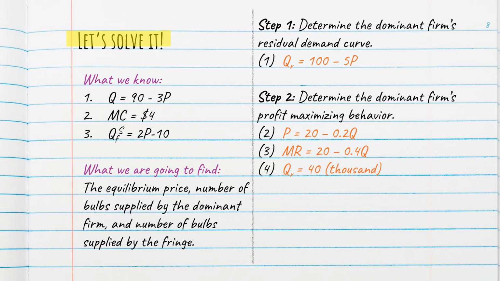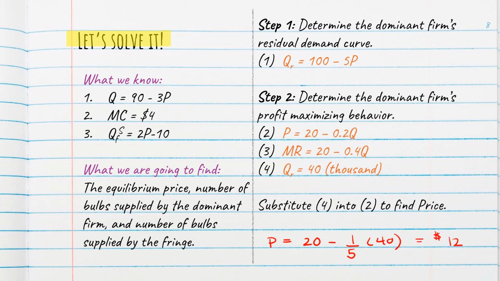So our next step is to substitute 4 into 2 to find price. What am I saying here? I'm going to take the amount that the dominant firm wants to sell, 40, plug it into the inverse demand curve to find price. So P is equal to 20 minus 0.2 times 40. This 0.2 makes this a lot harder to answer than if we wrote this as a fraction. 0.2 is 2/10, which is also 1/5. So what's 1/5 of 40? 1/5 of 40 is 8. So P is equal to 20 minus 8, which is $12.